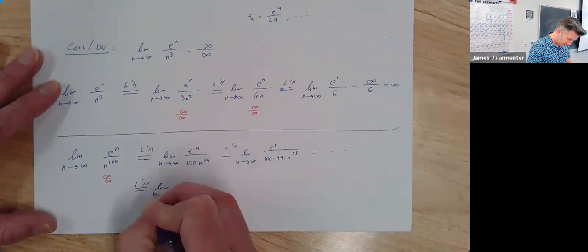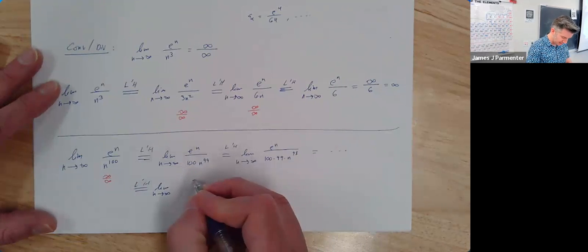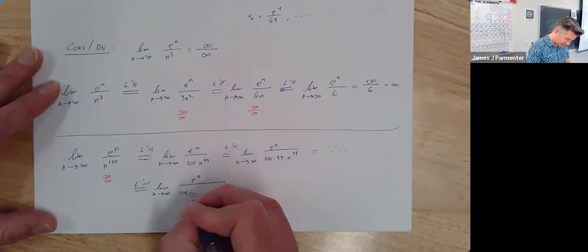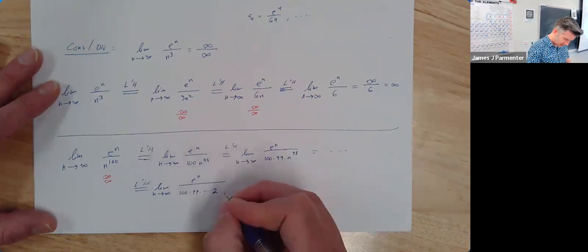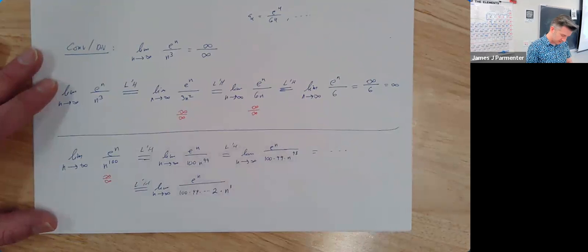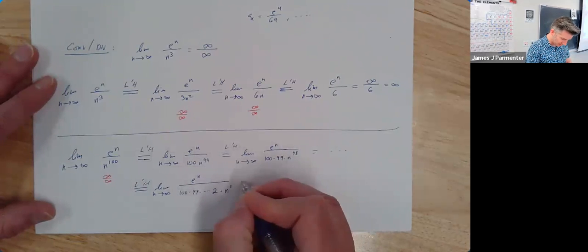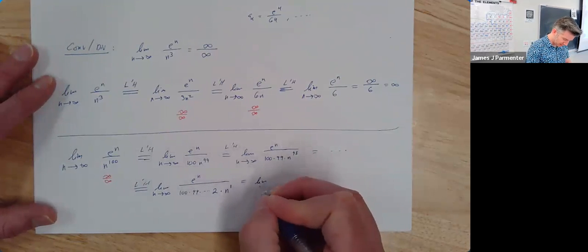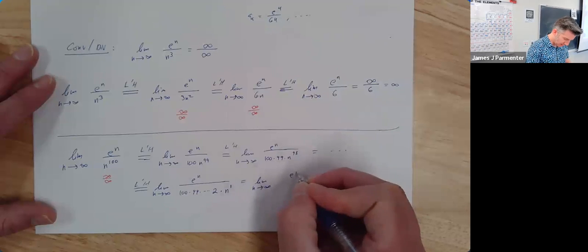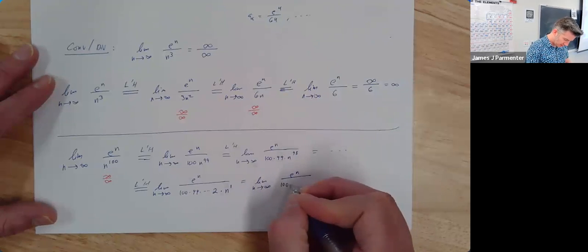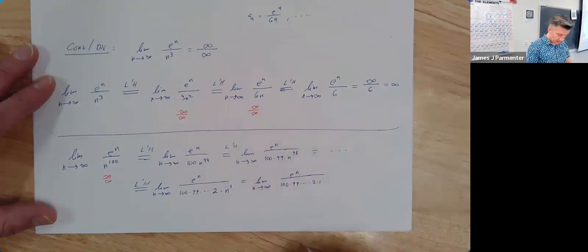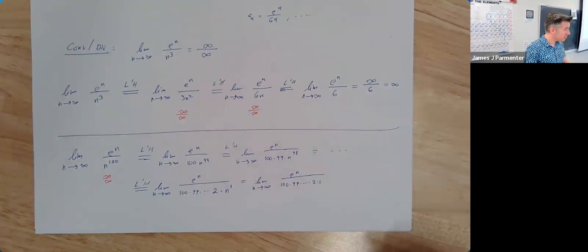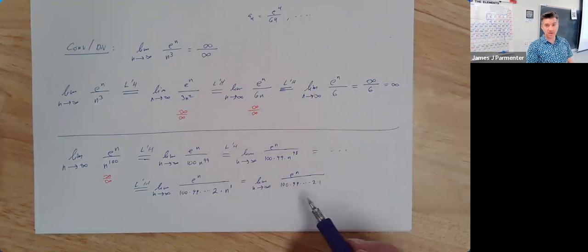So if you do this enough times, here's our second to last step. You get the limit as n goes to infinity of e to the n, the derivative of e to the n again, over 100 times 99 times all the way down to, let's say, 2, and then n to the first. And then the last step will be to take the derivative one more time. You get the limit as n goes to infinity of e to the n over 100 times 99 times all the way down to 2 times 1. And even though that number on the bottom is big, it's not infinity. That's a finite big number.